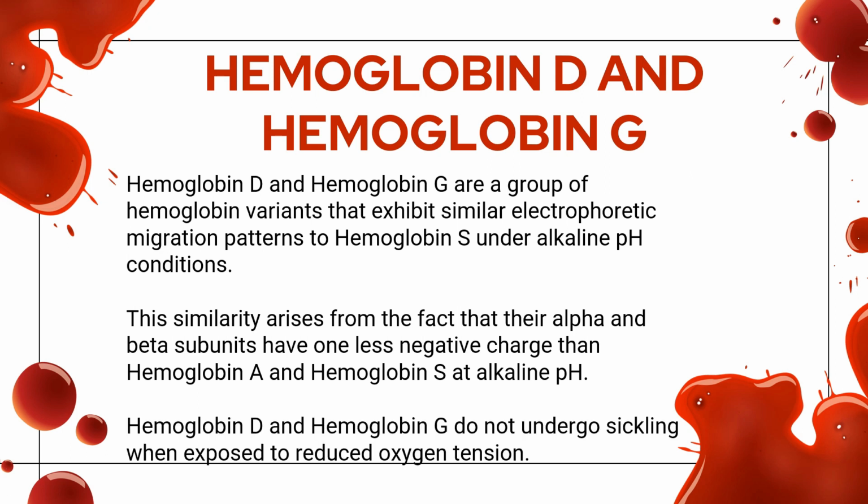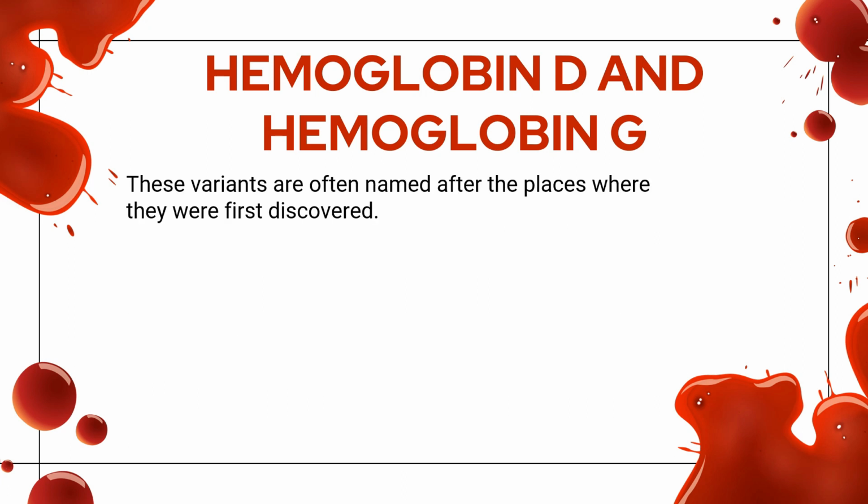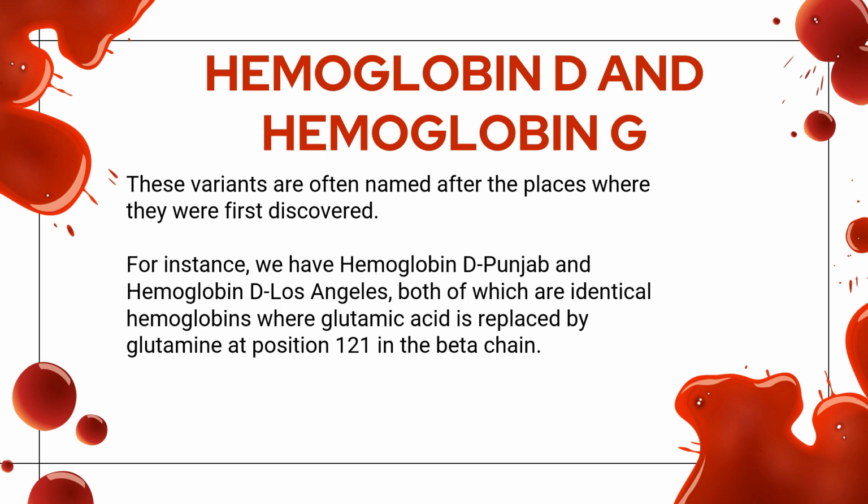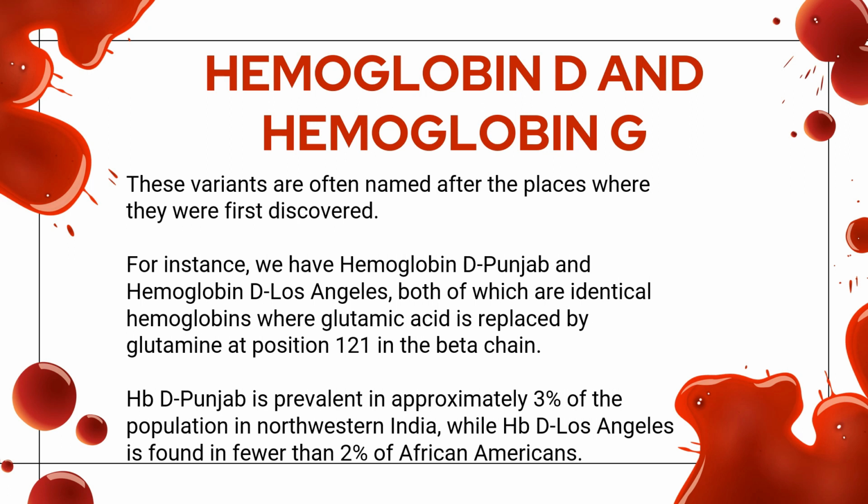However, unlike hemoglobin S, hemoglobin D and hemoglobin G do not undergo sickling when exposed to reduced oxygen tension. These variants are often named after the places where they were first discovered. For instance, we have hemoglobin D Punjab and hemoglobin D Los Angeles, both of which are identical hemoglobins where glutamic acid is replaced by glutamine at position 121 in the beta chain. Hemoglobin D Punjab is prevalent in approximately 3% of the population in northwestern India, while hemoglobin D Los Angeles is found in fewer than 2% of African Americans.